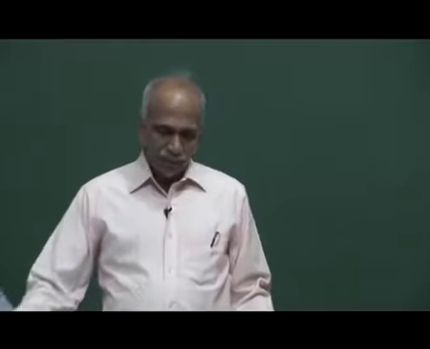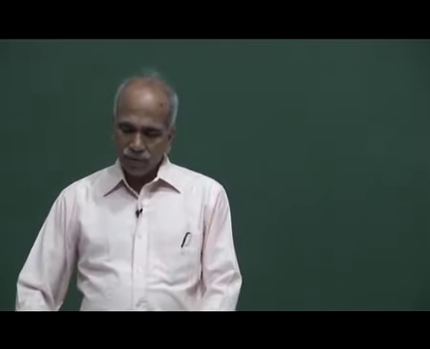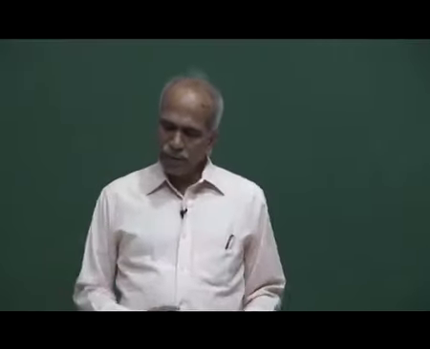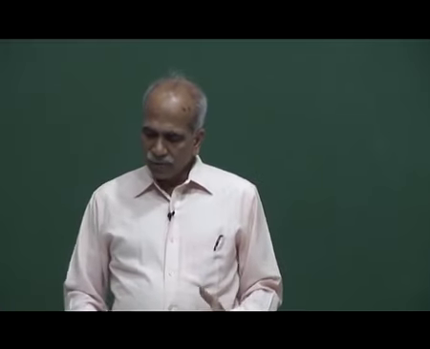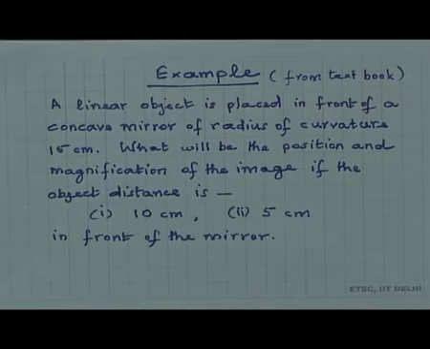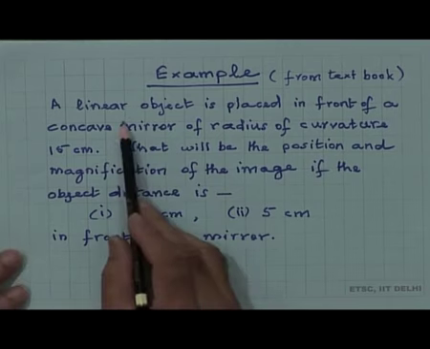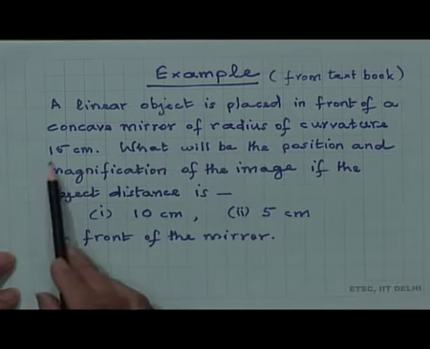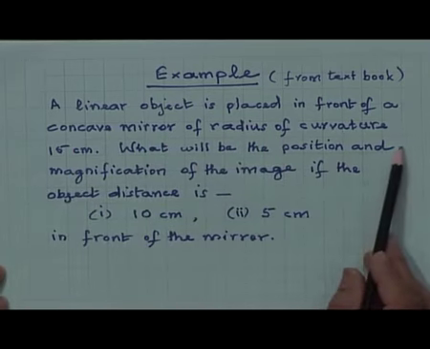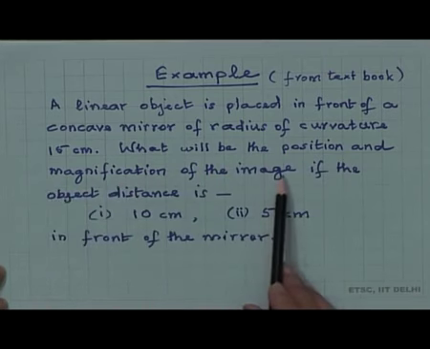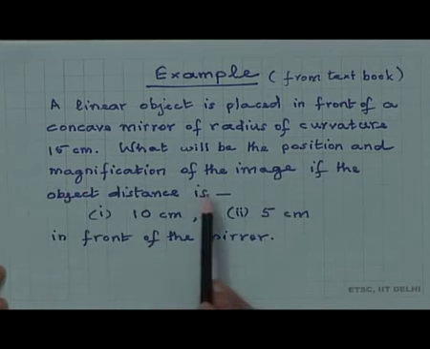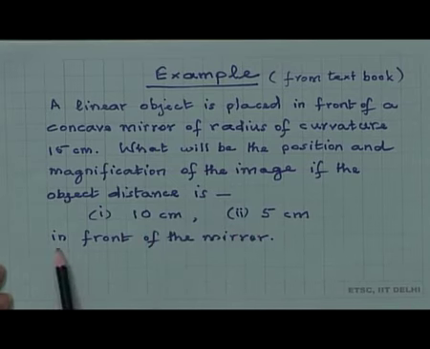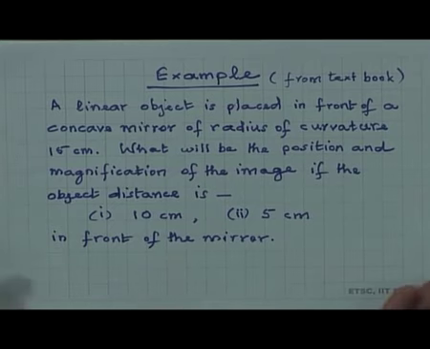So, let's take an example now, an example from the textbook. It is a very simple example, but there is a purpose of taking up this example. A linear object is placed in front of a concave mirror of radius of curvature 15 centimeters. What will be the position and magnification of the image if the object distance is 1, 10 centimeter, 2, 5 centimeter in front of the mirror? So, the problem is here.